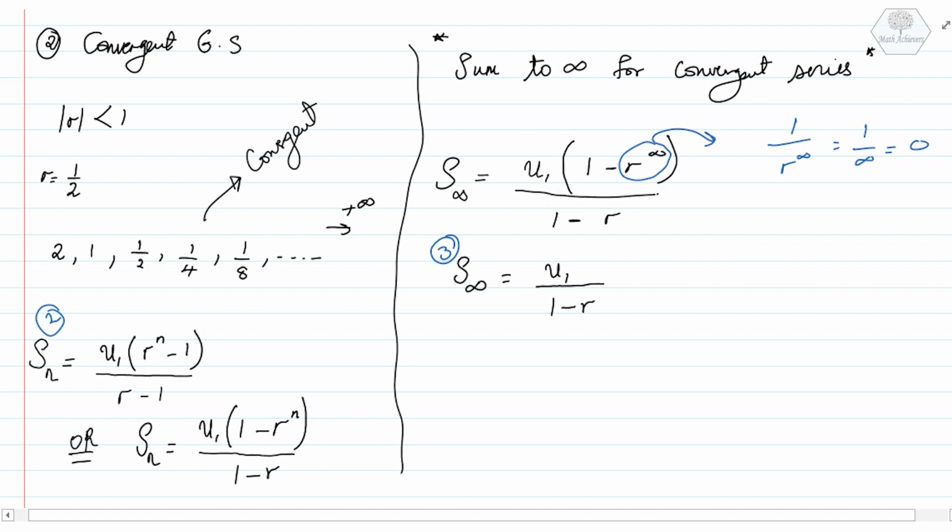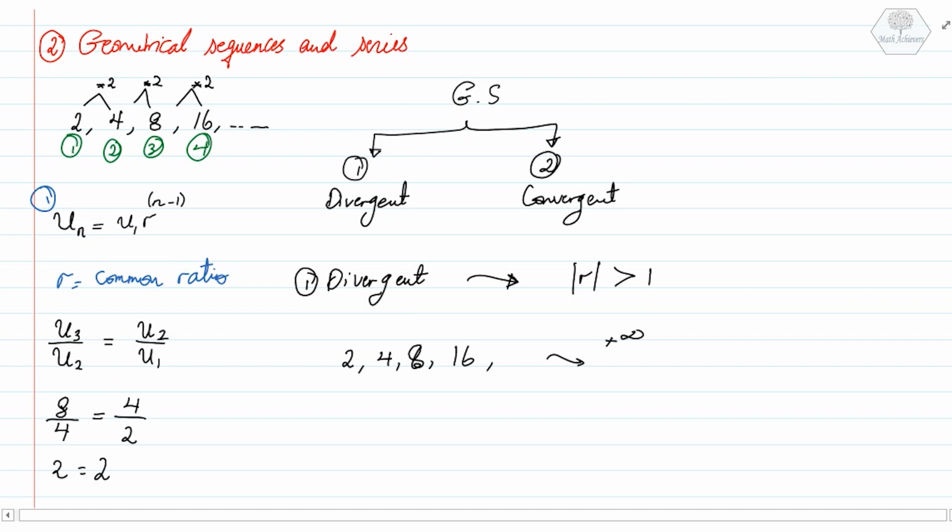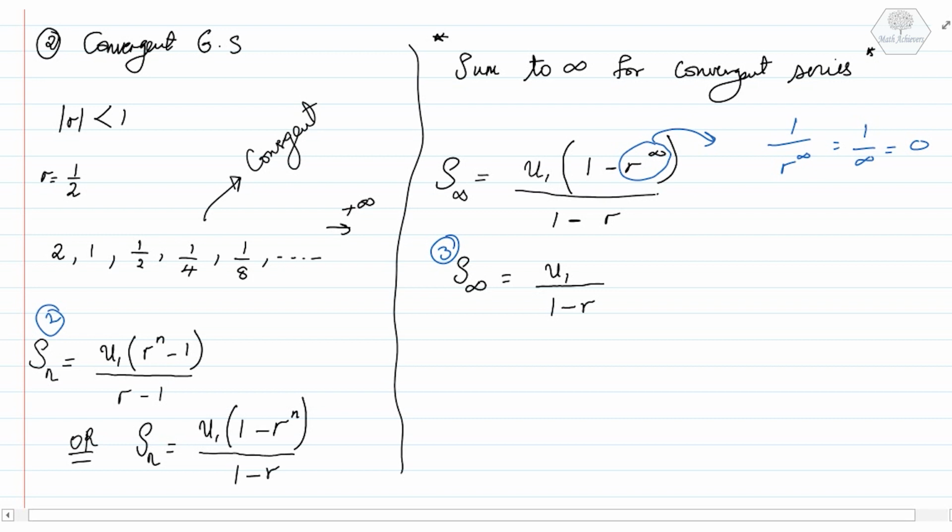Now, we've talked about arithmetic sequences and series, how to find the nth term, how to prove it's an arithmetic sequence. I have to subtract the terms from each other and find the common difference, and I find the sum of n terms. For the geometrical sequence and series, we did the same. We have two types, divergent and convergent. For the convergent, we can find the sum to infinity. And all these rules are found in the formula sheet. Let's now solve some examples from the question bank.